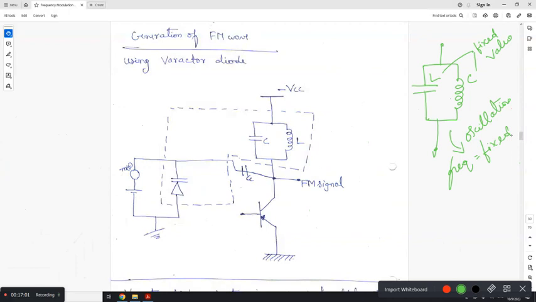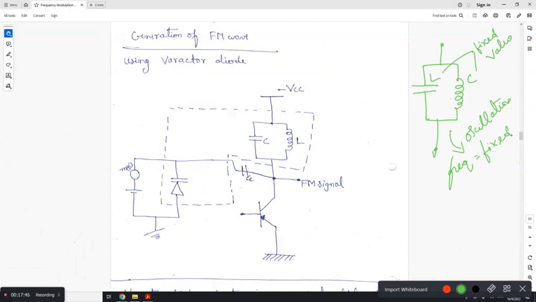Now how can I convert this tank circuit to behave like an FM modulated wave? What should I do with this L or C value? Come on, tell me. Think about it. If you understood the concept, if L and C values are constant, it is going to produce fixed frequency oscillation. That means if you want variable frequency, you have to change the value of either C or L. Yes or no?